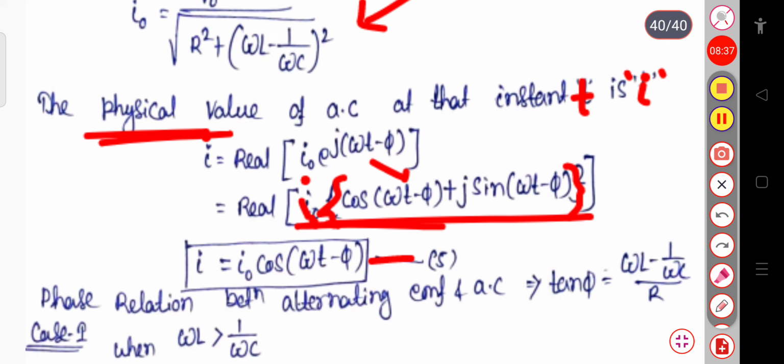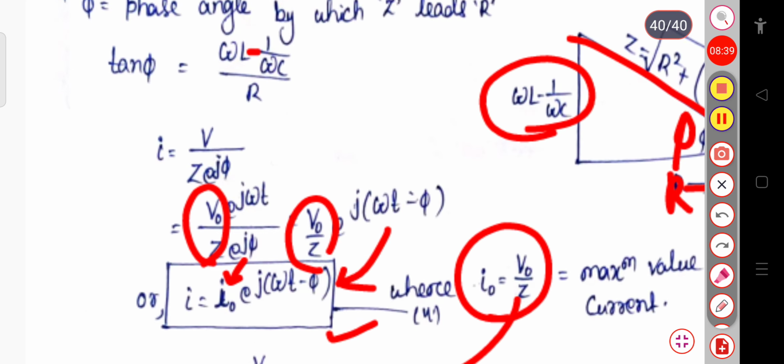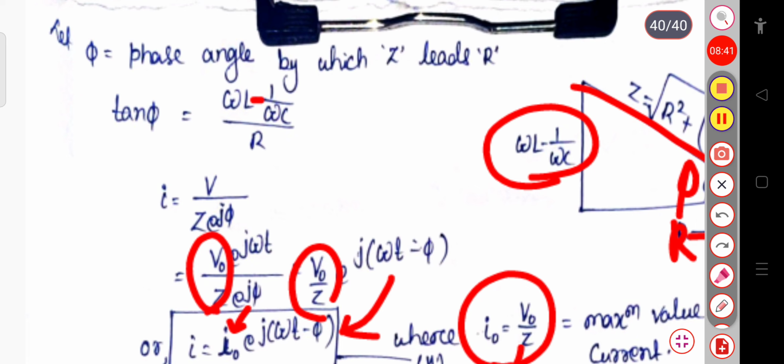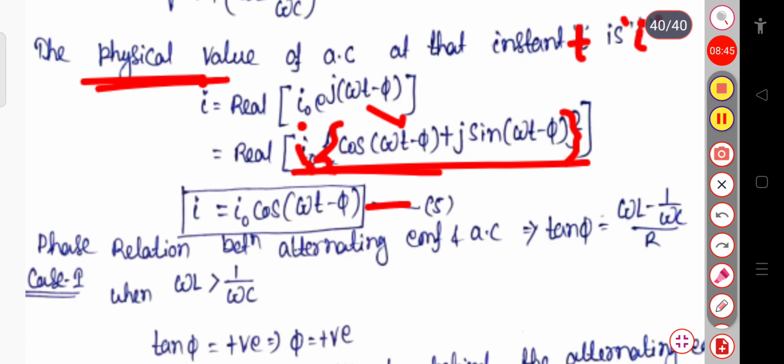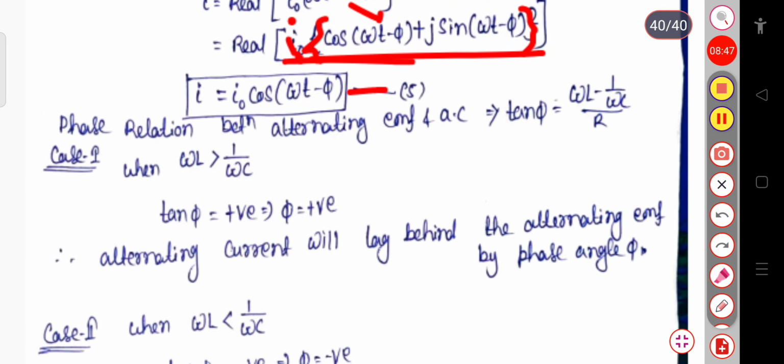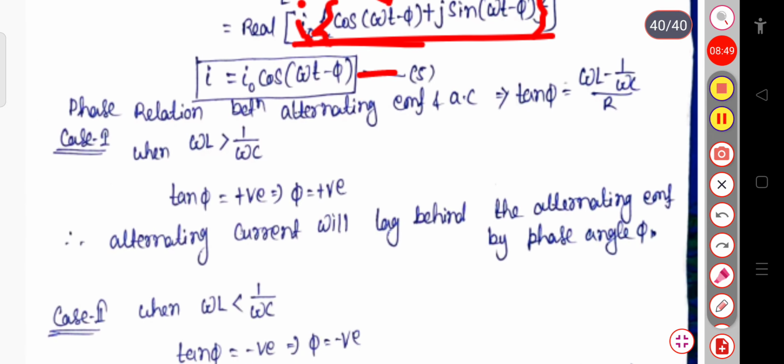Now let us see the phase angle. Here we have calculated that tan phi equals (omega L minus 1 by omega C) divided by R. So if you want to calculate the phase relation between the alternating EMF and the alternating current, there will be three cases.